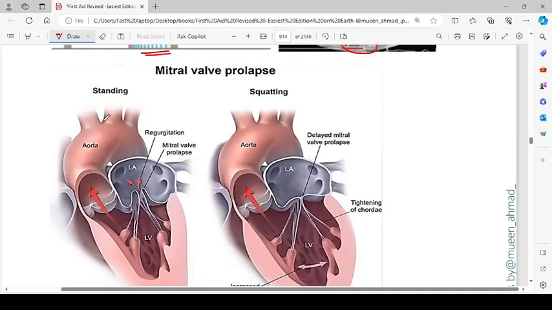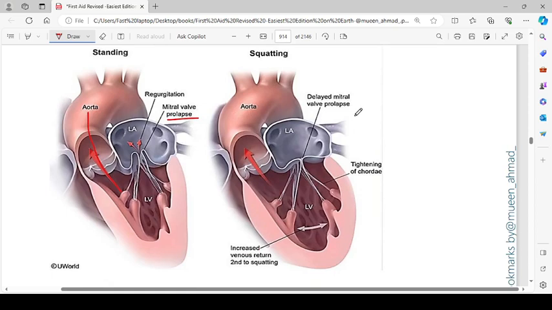Okay, so here you can see that when the ventricle undergoes systole, the blood is moving into the aorta, but for the weak mitral valve, it prolapses upwards, and then blood can also regurgitate into the left atrium. And then we have delayed mitral valve prolapse, tightening of the chordae, and increased venous return secondary to squatting.